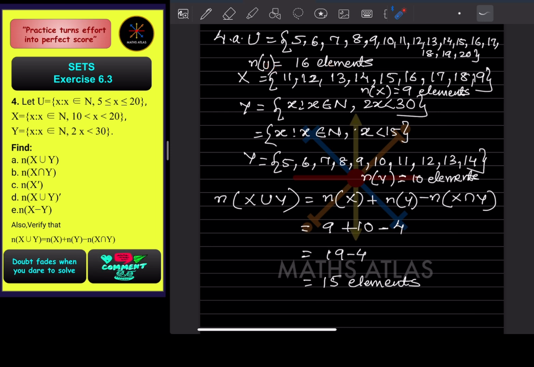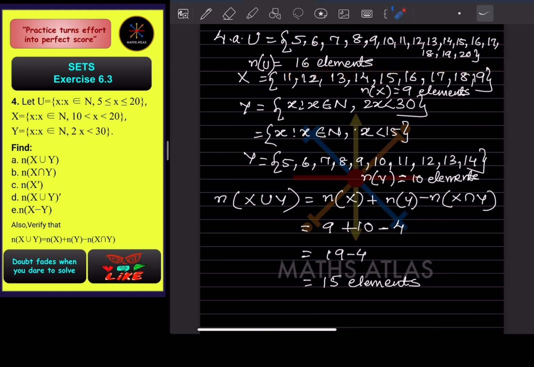Now for x, it's given here 10 is less than x is less than 20. There is no equal to sign. So we have to skip this one and this one. So starting from 11 to 19, because again, we don't have to write here 20. So all the elements from 11 to 19. When you count them, n of x is going to be 1, 2, 3, 4, 5, 6, 7, 8, 9, 9 elements.